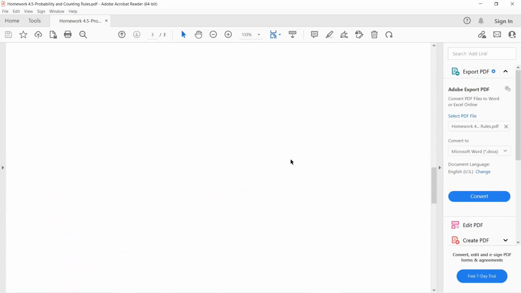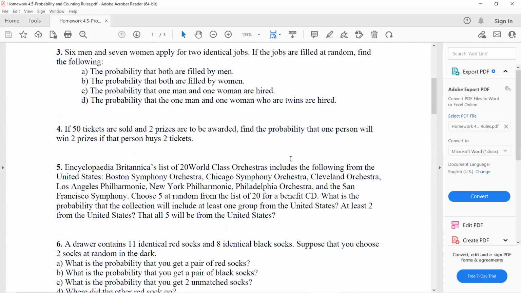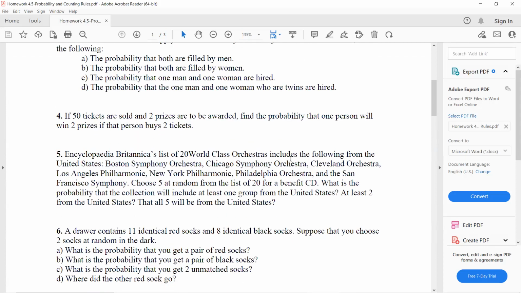Let's scroll back. Number 4. All right. If 50 tickets are sold and 2 prizes are to be awarded, find the probability that one person will win 2 prizes if that person buys 2 tickets. Okay. So we're choosing tickets out of a pool of 50, right? And 2 of those are winning tickets, because there's 2 prizes that are to be awarded, right?